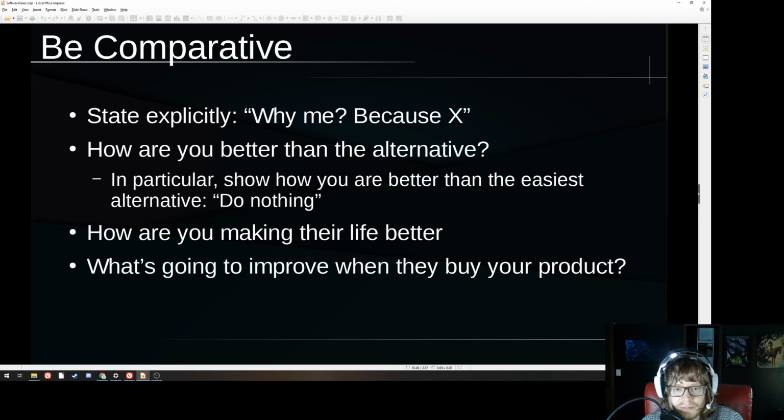You want to tell people what you're doing to make their life better, what you're doing to make their business better, etc. And what's going to improve when they buy your product. What metrics are going to go up? How is life going to be easier? Try to help your customer imagine what's going to be the future with your product.